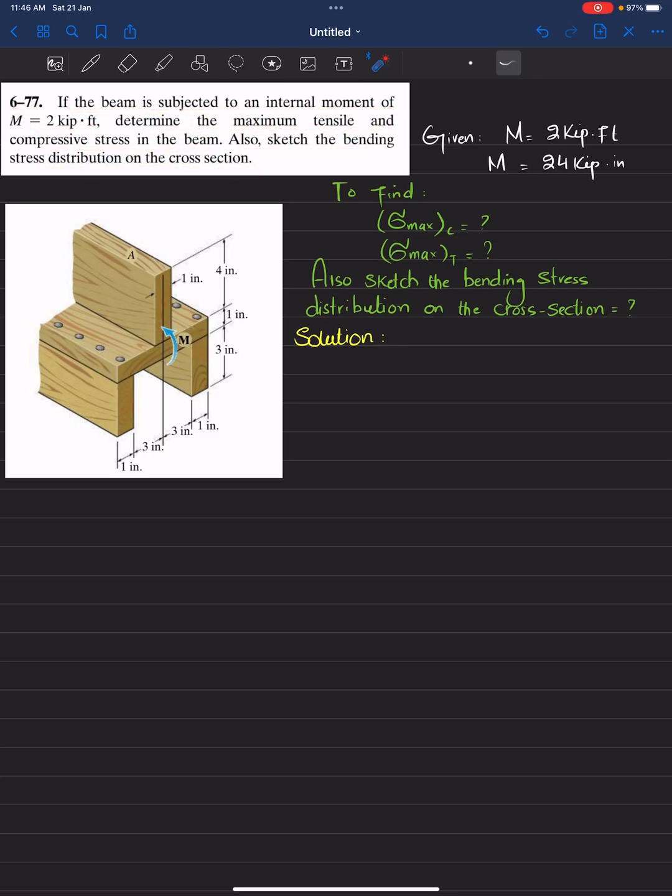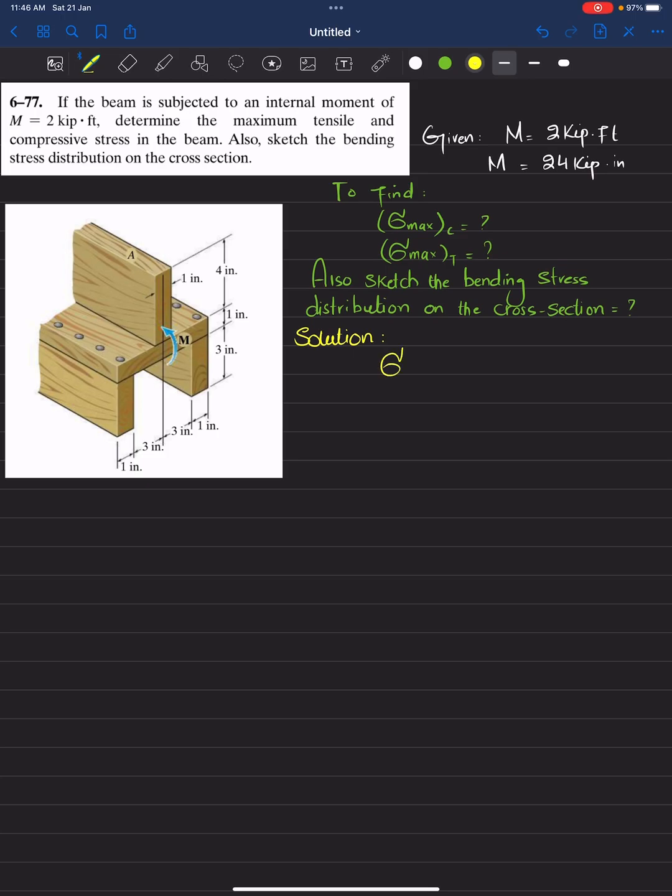So you can see this is the cross section of the beam and that moment is applied on it. You have to find the maximum compressive stress and maximum tensile stress in the beam. The moment that is given is 24 kip-inch. So let's start with the solution.